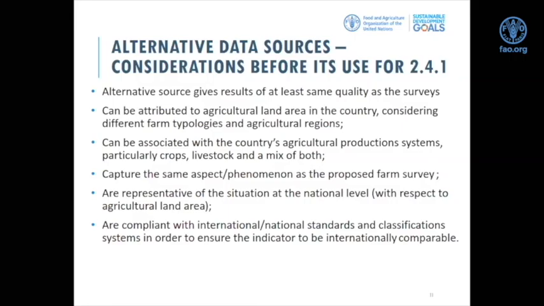Plus, it should be made sure that these are representative of the situation at the national level with respect to agricultural land area, taking into account the major agricultural regions, crops and livestock. So it could very well be the case that an existing source of information is collected only for a certain region of the country, and not for the entire country. So in that case, how do you generalize that information to a national level?